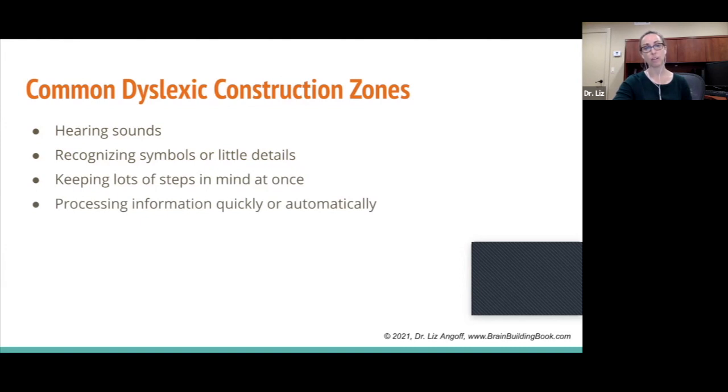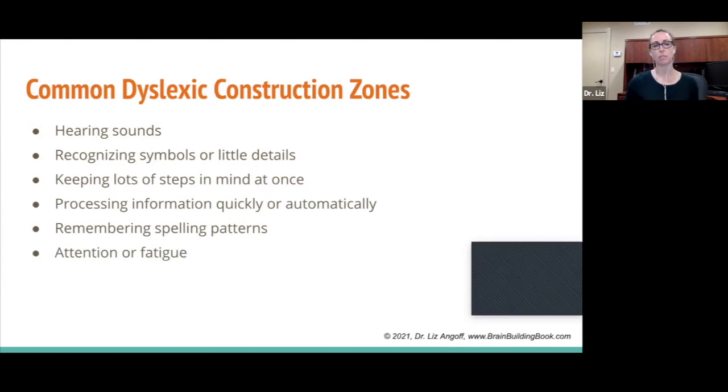Processing information quickly or automatically. So a lot of times kids are able to process information, but doing it automatically is hard. Remembering spelling patterns, and attention or fatigue. And this one's often important, again, for making sure we're not overwhelming kids with multiple diagnoses, or being able to explain that a lot of times when your brain is working this hard, it's going to be hard to pay attention because you're tired. And there might be other, even additional attention issues that are coming up, but we can connect it back to how hard your brain is working, and that it might be really difficult to attend to these specific things in school.